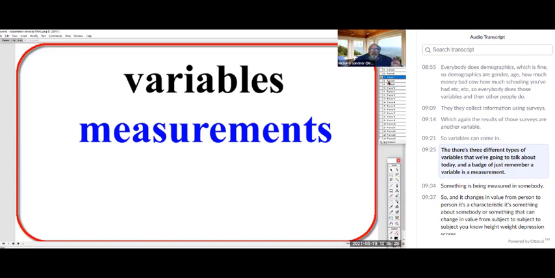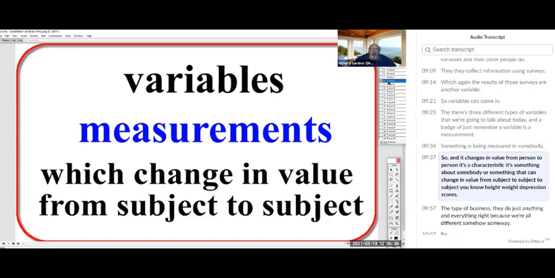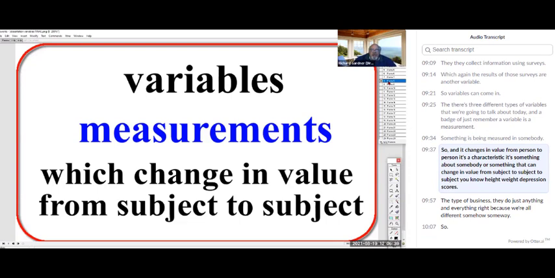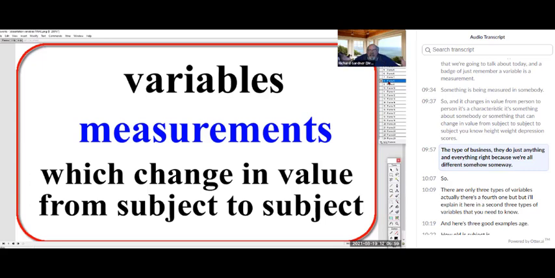And just remember, a variable is a measurement. Something is being measured in somebody. So it changes in value from person to person. It's a characteristic. It's something about somebody or something that can change in value from subject to subject to subject. You know, height, weight, depression scores, the type of business they do, just anything and everything, right? Because we're all different somehow, some way.